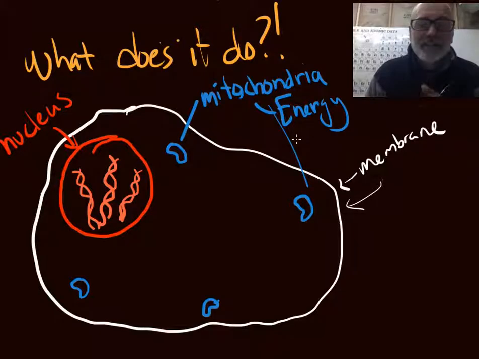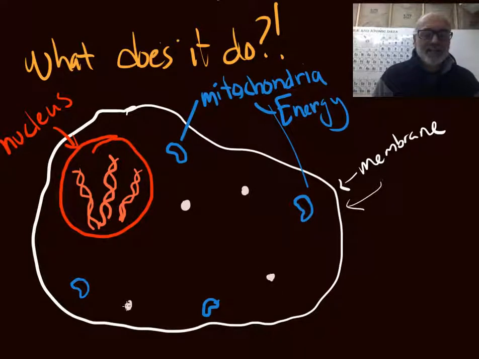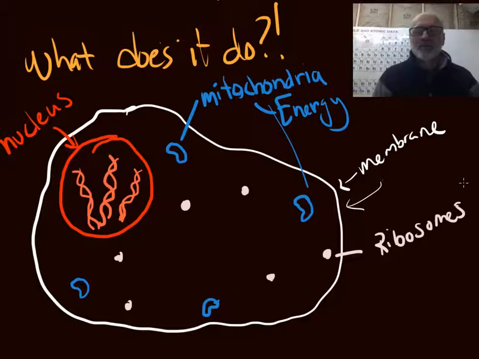Another important machine that's in the cell is, let's make these little circles. These are machines. They are important machines, especially for what viruses do. These are called ribosomes. Now, again, don't worry about what they're called. Don't worry about the name. But you'll hear me say ribosomes.